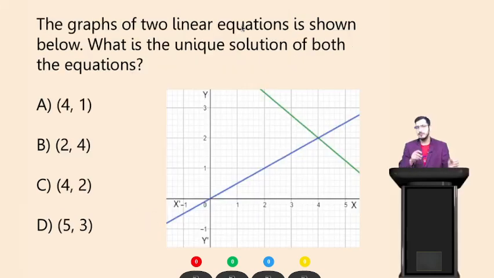Okay students, now it's question time. The graphs of two linear equations are shown below. What is the unique solution of both the equations? So you can see the graph, and I am giving you 30 seconds. Which option is correct here? Option A: 4, 1. Option B: 2, 4. Option C: 4, 2. And option D: 5, 3.